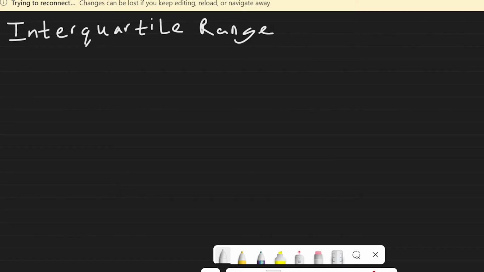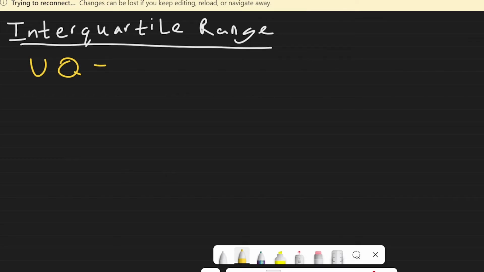So in one of our previous videos we discussed measures of dispersion, right? And in those we had three: range, standard deviation, and interquartile range. So today we will be talking about interquartile range. Basically, the formula for it in simple terms is upper quartile minus lower quartile. Now, these are difficult terms.